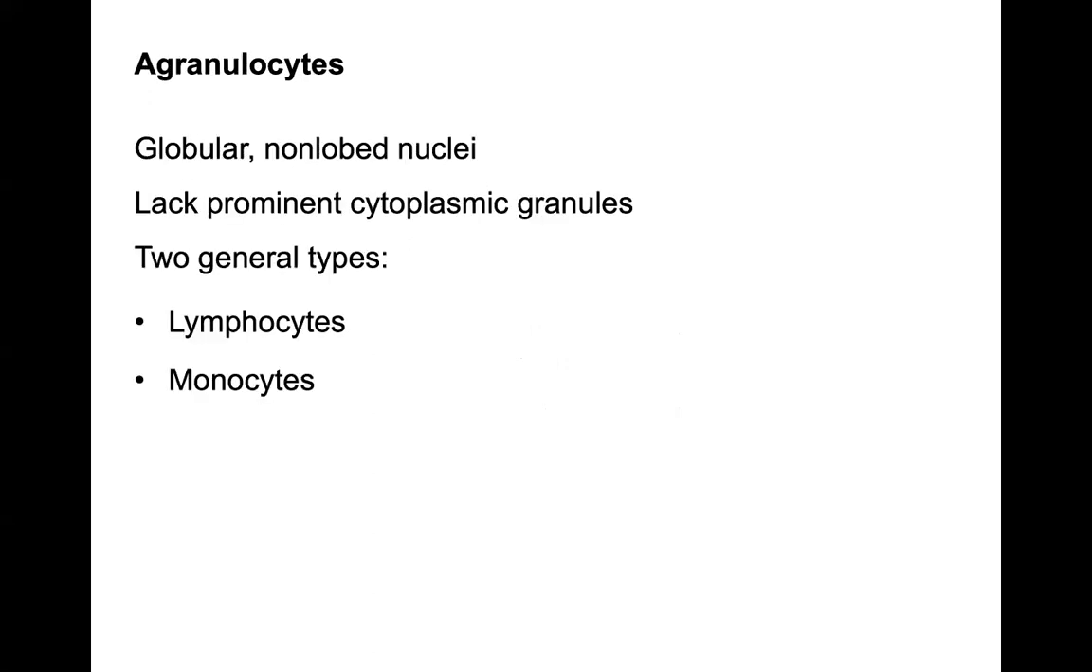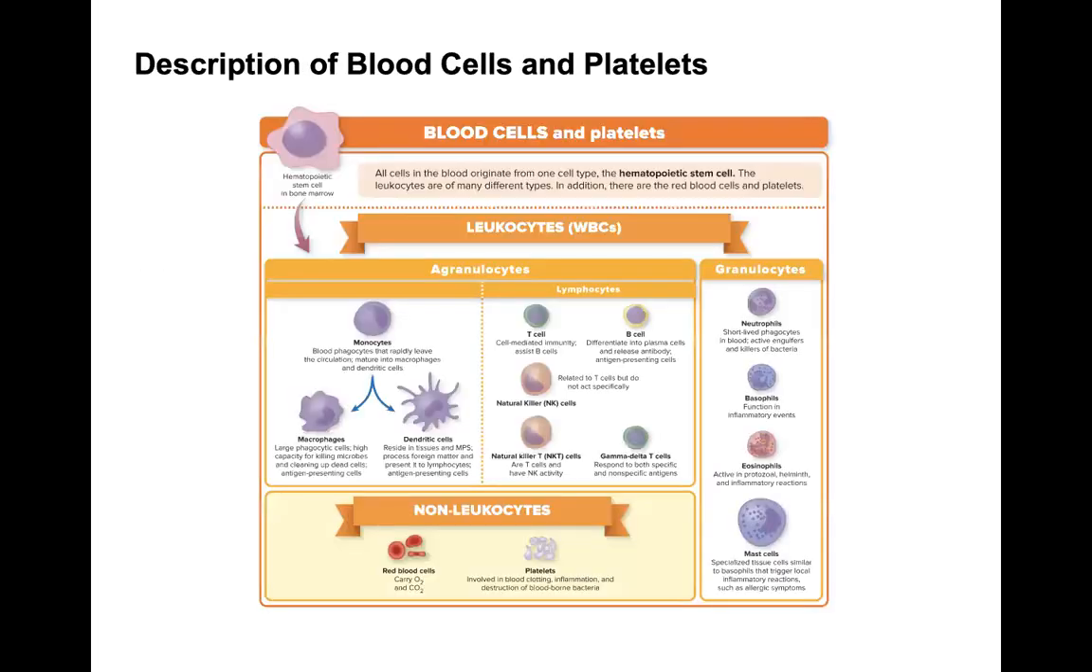Your agranulocytes lack these cytoplasmic granules, and there are two types. We have our lymphocytes, and lymphocytes will include your B cells and your T cells, and then you have your monocytes, which will mature into macrophages. And here you can see the blood cells and blood cell lines. Again, we are only concerned with the leukocytes, or the white blood cells. Here are your agranulocytes, which will include the monocytes. Monocytes will mature into macrophages, which are very large phagocytic cells.